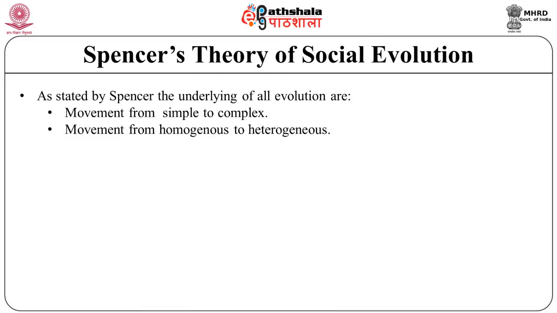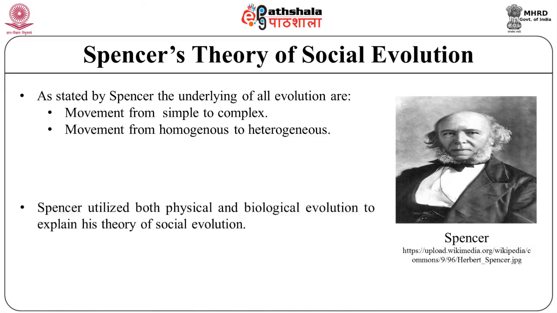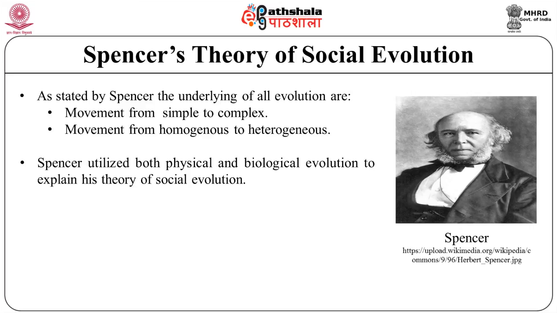Now let's have a look at Spencer's theory of social evolution. As stated by Spencer, the underlying principles of all evolution are, number 1, movement from the simple to the complex, and number 2, movement from the homogeneous to the heterogeneous. Spencer utilized both physical and biological evolution to explain his theory of social evolution.